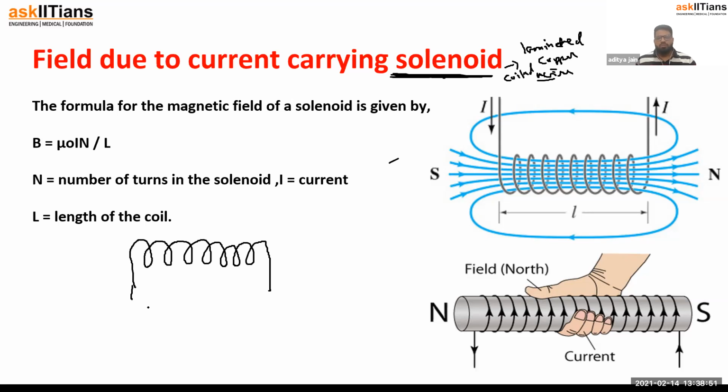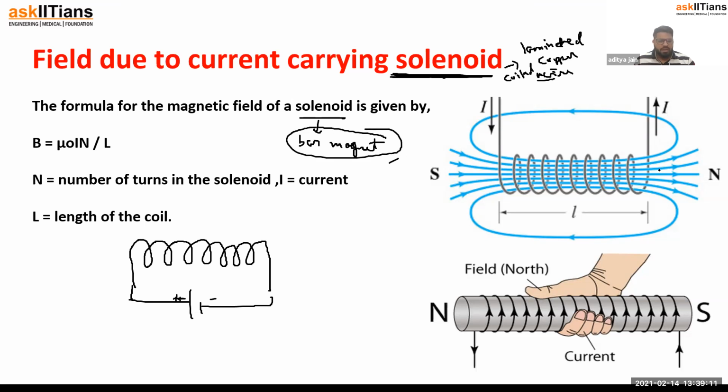When you connect a solenoid with a battery, you observe that there are some field lines, and it's the same thing. In one line, I will say that a solenoid behaves as a bar magnet.